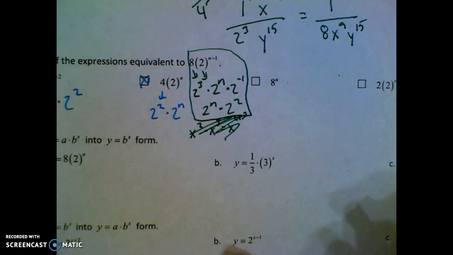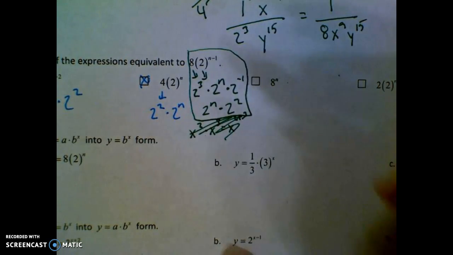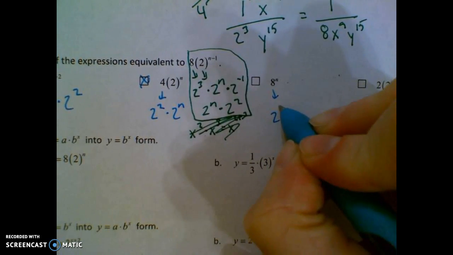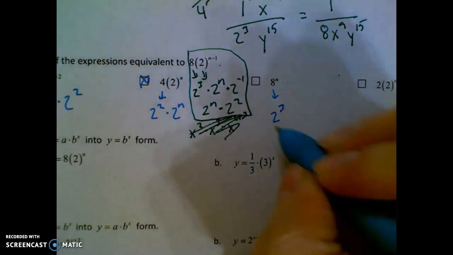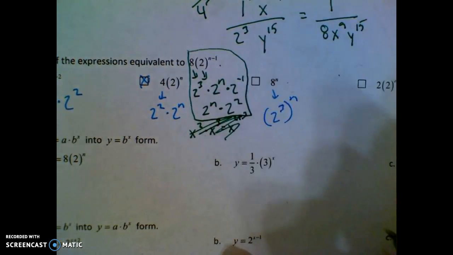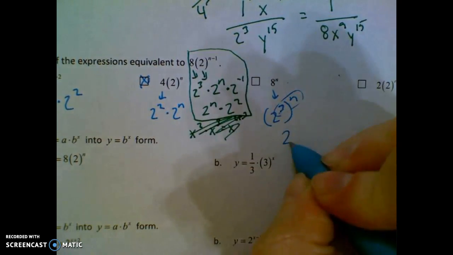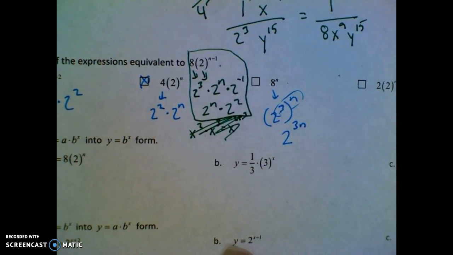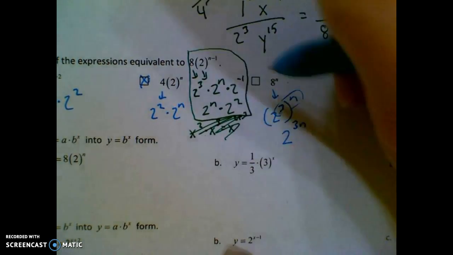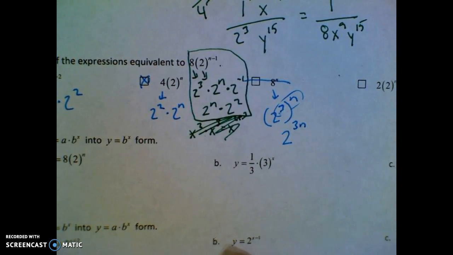All right, moving over, we have 8 to the n. I want to break this down so that he is in a variation of 2. We know that 8 is 2 cubed, but it was 8 to the n, so it's 2 cubed to the n. And now I have a power raised to a power, so I'm going to multiply. That's 2 to the 3n, which is not the same. So that is not an option.